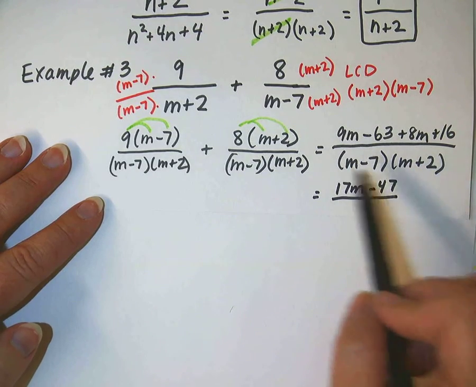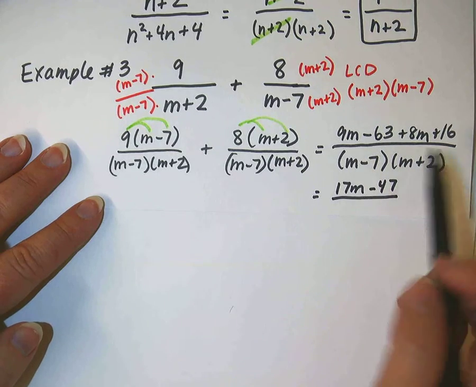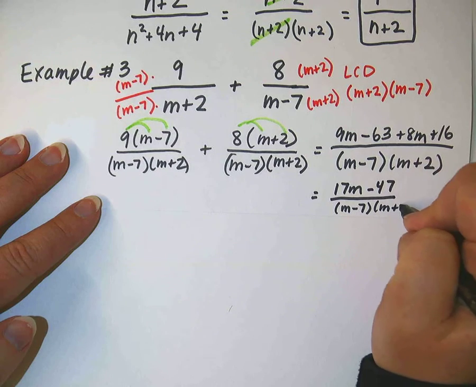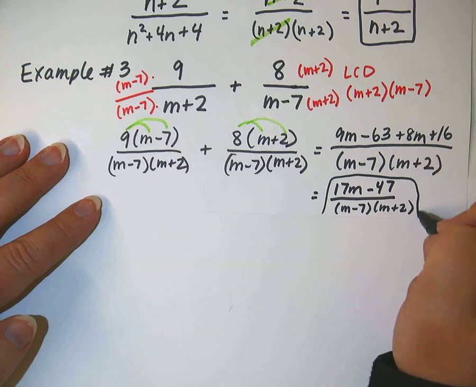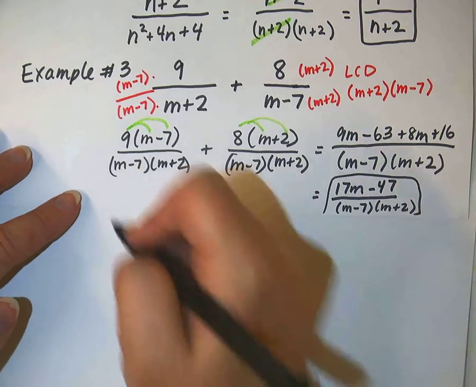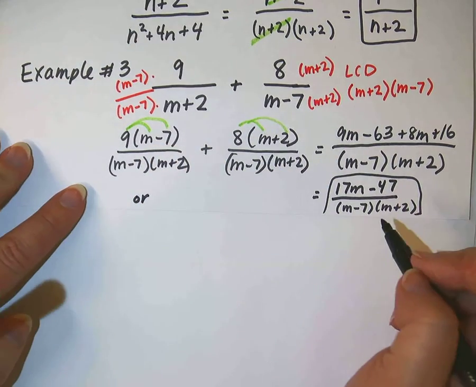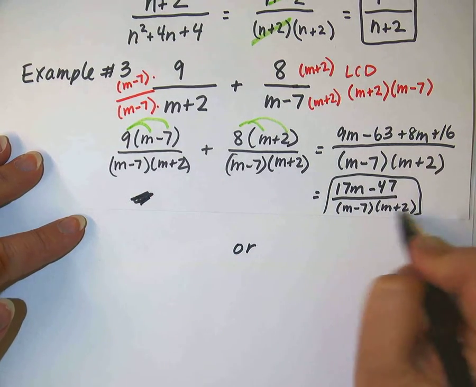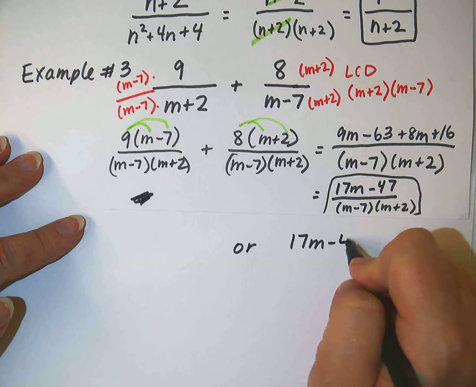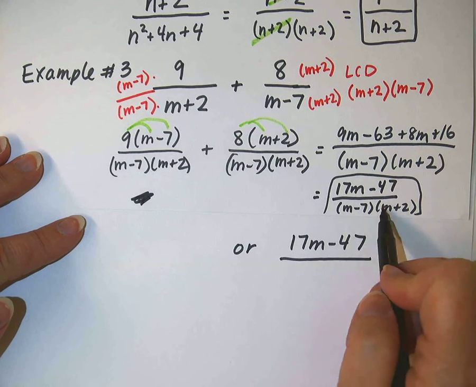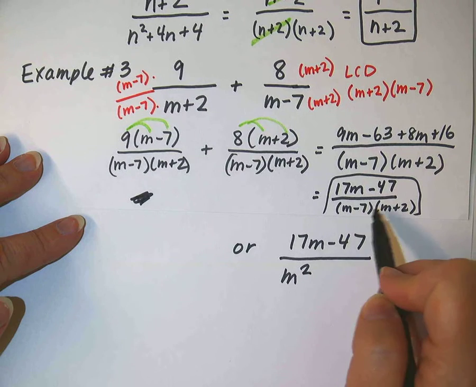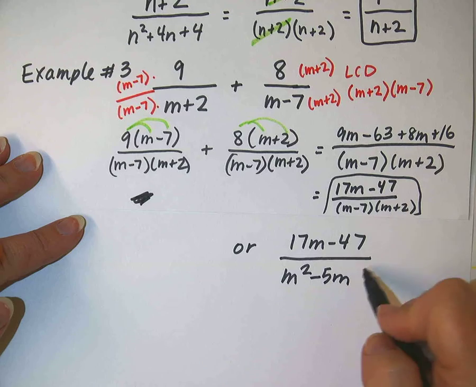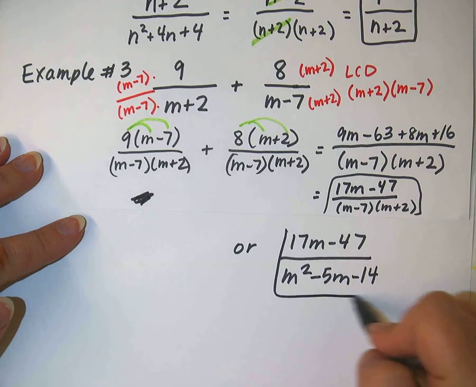So if you want to, you can now multiply those factors together. You don't have to, though. It's perfectly fine to just leave your answer like this, and that's actually easier to do. But if you want to, you can actually multiply that out so that you have m times m is m squared, negative 7m plus 2m is negative 5m, and then negative 7 times 2 is negative 14. And that would be your final answer.